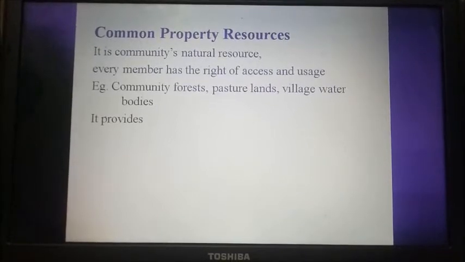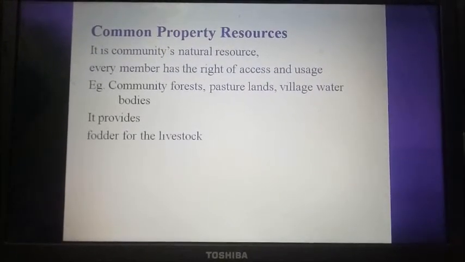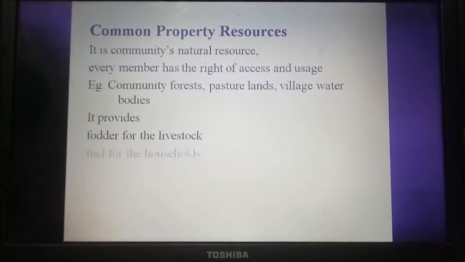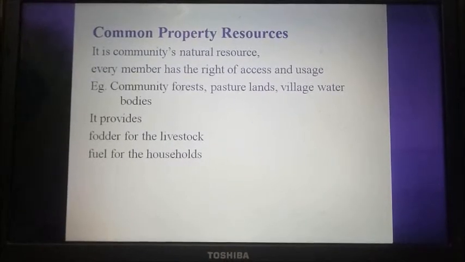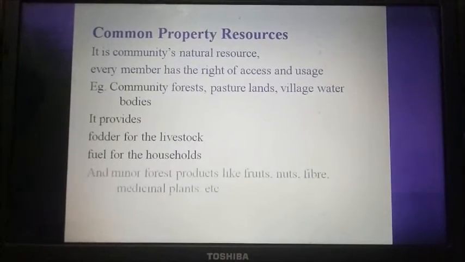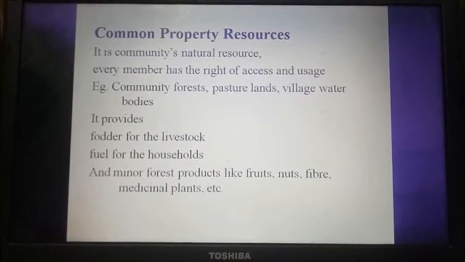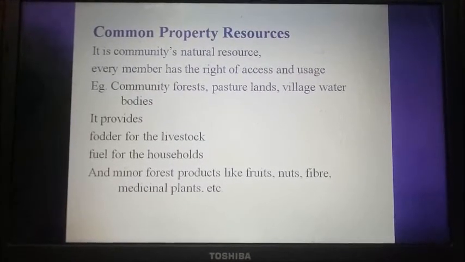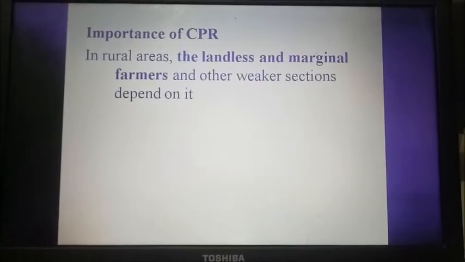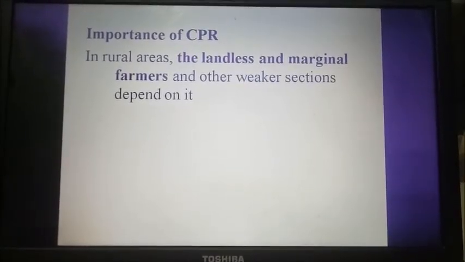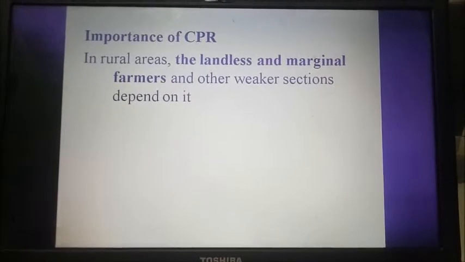What do they provide? They provide fodder for livestock, fuel for the households, and minor forest products like fruits, nuts, fiber, medicinal plants, etc. Why is it important? Why is common property resource very important?